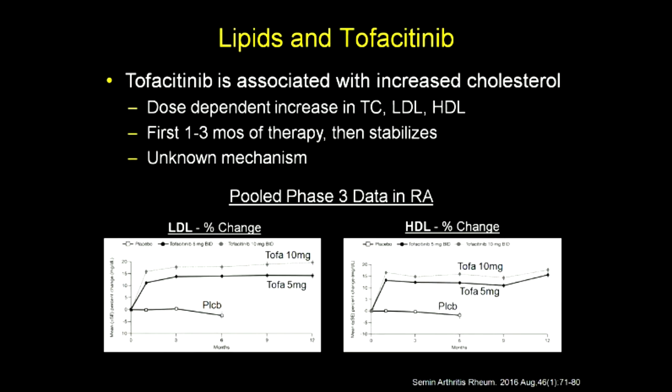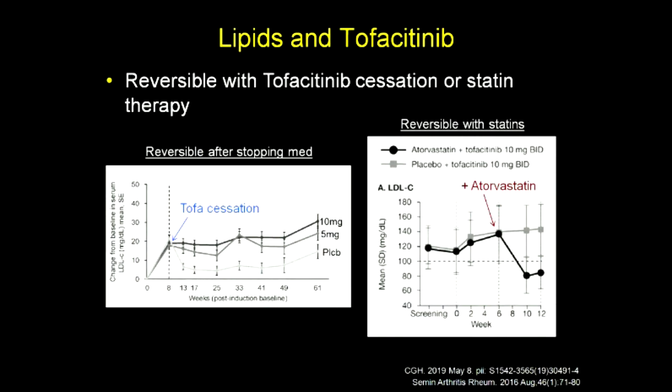This lipid increased risk seems to go up in the first 1 to 3 months and then seems to stabilize. And you can see here, within the first 3 months after starting tofacitinib, an increase with both doses, 5 and 10, of LDL and HDL above placebo, which seems to stabilize. Importantly, this is reversible if you stop tofacitinib. This is from a trial in ulcerative colitis where everybody got tofacitinib up front, and after 8 weeks, they were randomized to continue or go to placebo, and you can see the lipid levels drop.